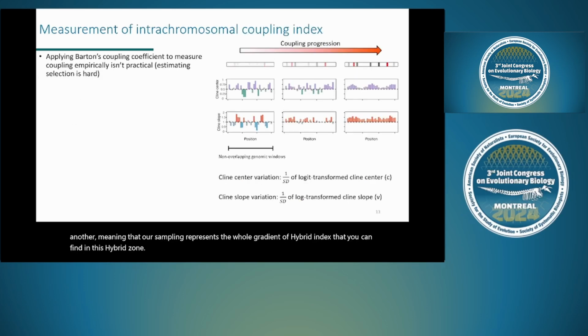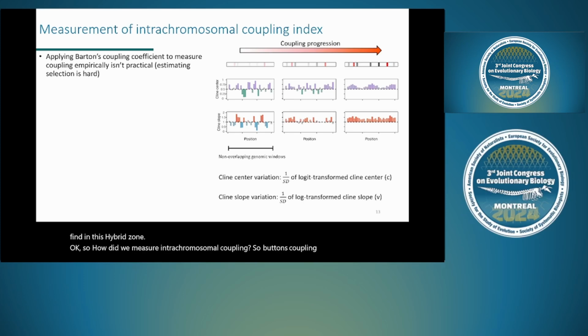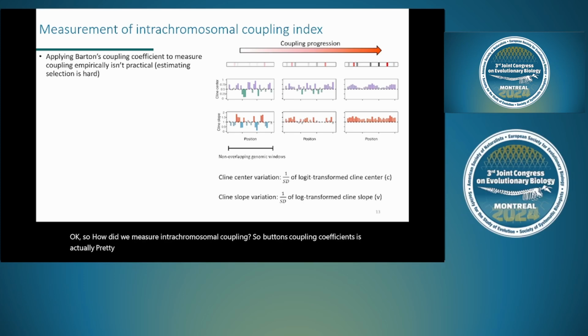Okay, so how did we measure intrachromosomal coupling? Barton's coupling coefficient is actually pretty impractical to measure because it's very hard to estimate selection. But as I said before, what we can use is cline variance. So that's exactly what we did.